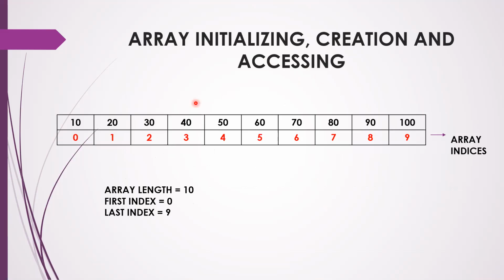So if you see an array, this is an array. You have 0 to 9 as the memory locations, and in each location we have a value stored. So it is stored continuously in continuous locations. So this is an array of length 10, and we saw the first index as 0 and the last index is 9.